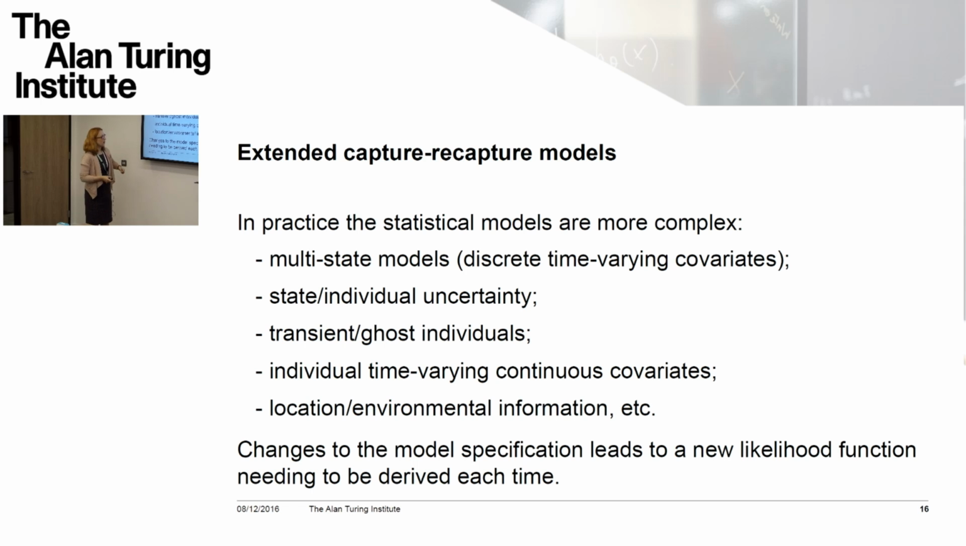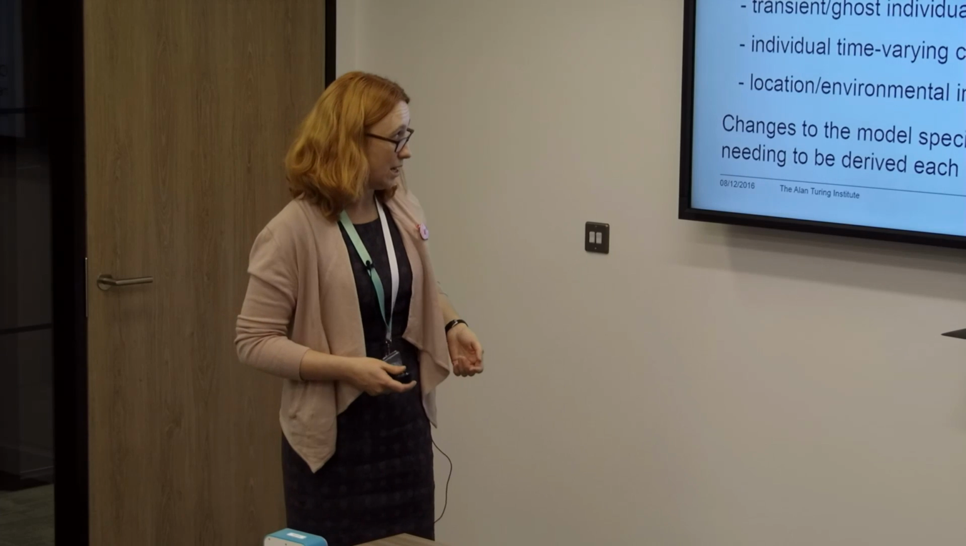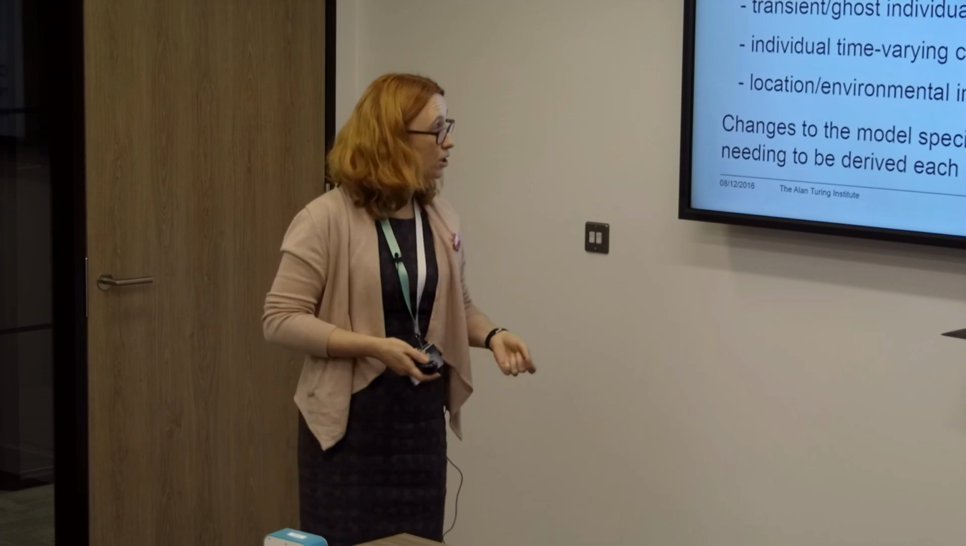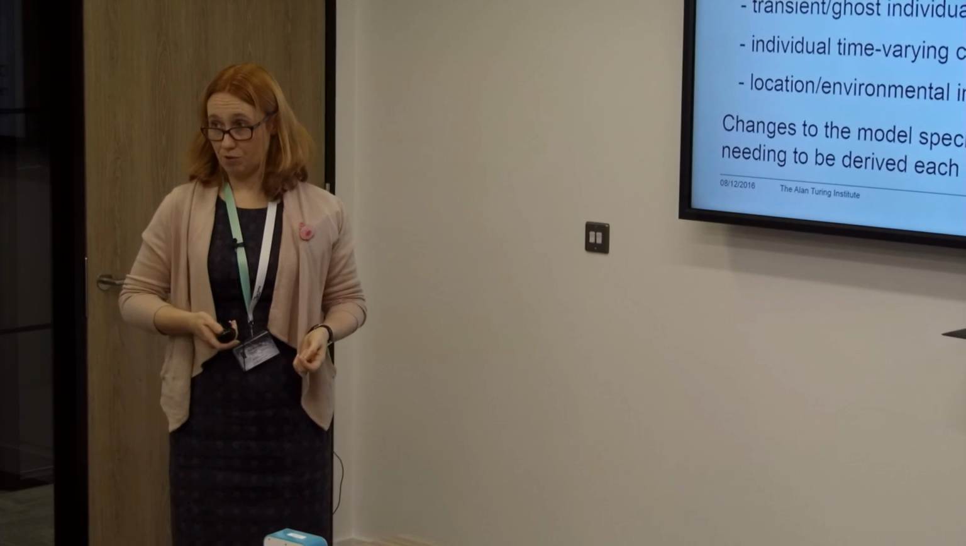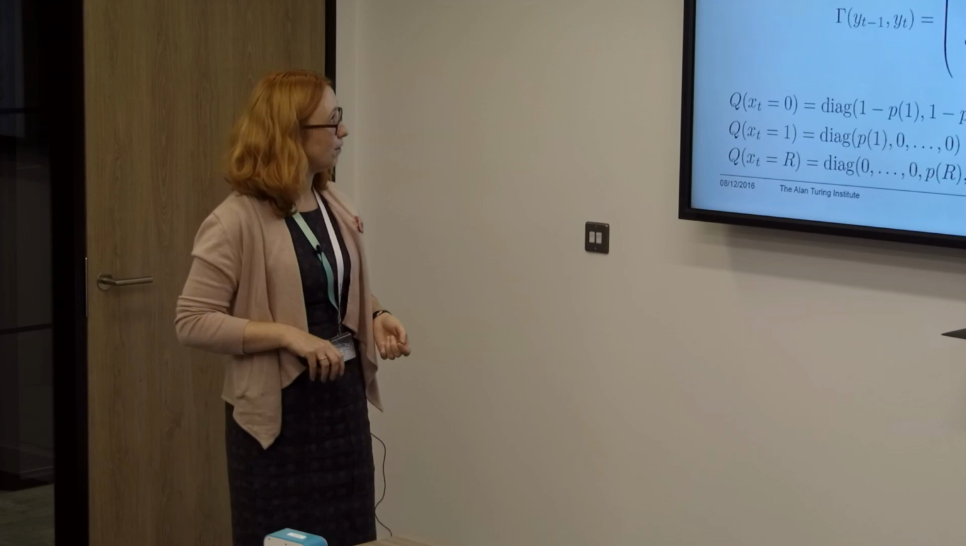I spent a lot of my life on individual time-varying continuous covariates, and this is where a lot of missing data arises. If you don't see an animal, you don't know the corresponding individual time-varying covariates, such as weight, and how do you deal with that? There are lots and lots of things, and each time you have a different model, you have to rederive the likelihood function if you're doing it the traditional way. In the hidden process model way, you just have to change either the observation process matrix or the transition probability matrix. Makes my life a lot easier.